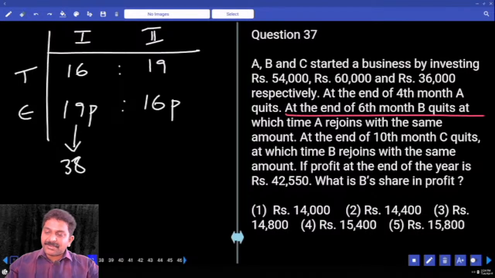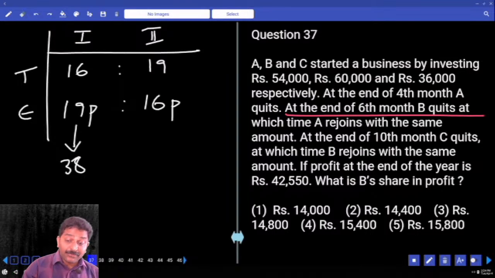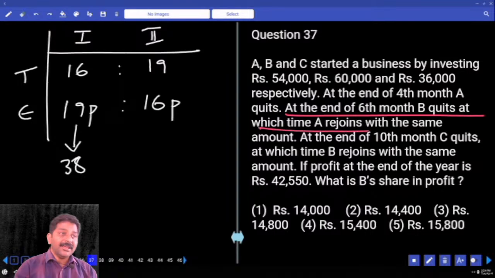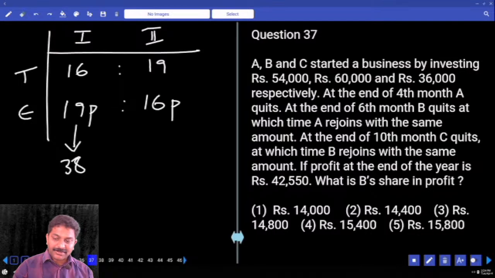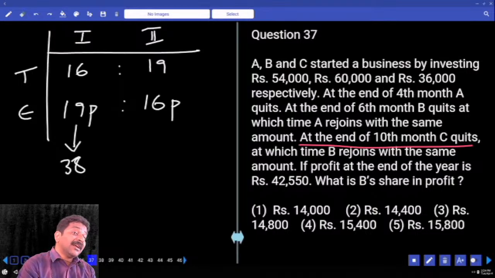At the end of the 6th month, B quits. That means B is there for 6 months. At which time A rejoins. That means A is not there for 2 months. With the same amount he joined. Okay, there is no change in his investment. At the end of the 10th month, C quits. So C is there for? When did C quit? After? At the end of 10 months. At the same time, what happened?